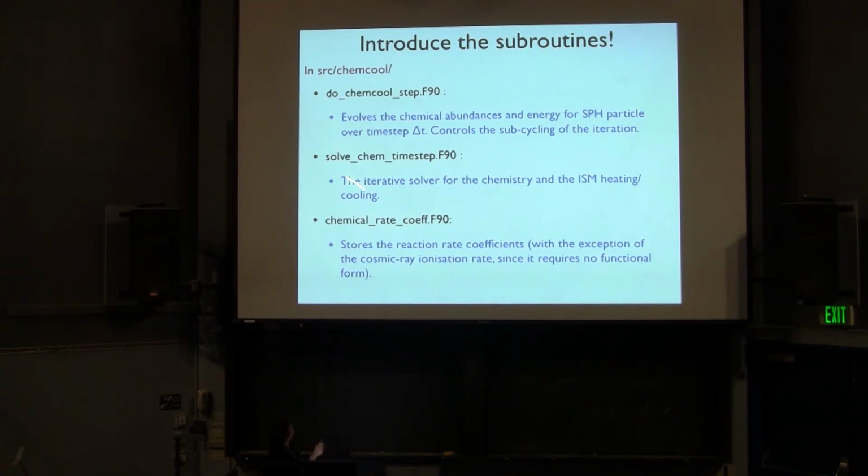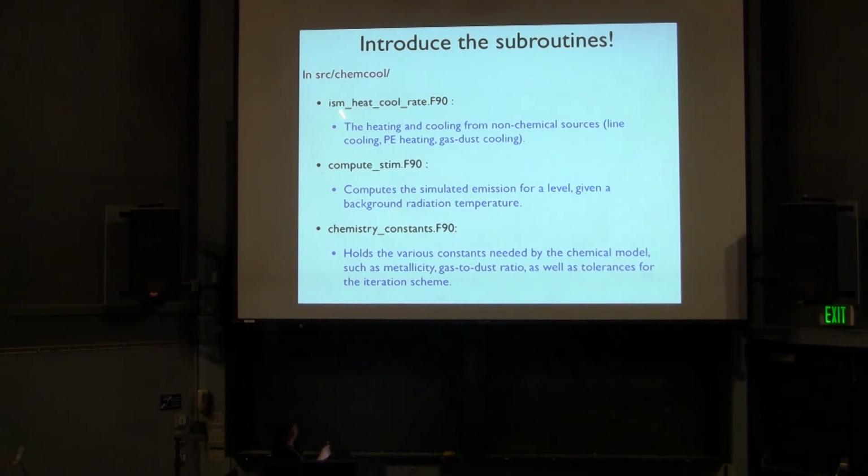The solve chem time step is the one that's actually doing the Gauss-Seidel iteration. You'll see it looks very much like what I just showed you in terms of its layout. The chemical rate coefficients, because some of them are functions of temperature and density, make the code a real mess if you put them in alongside it. So I've put them in a separate module, so that you can call them separately, and you can go in and see those different reaction rates separately. The only one that's not in there is the cosmic ionization rate, because it is trivially the rate. There's no functional form there. That just is the rate. So it's the only one that doesn't have an entry in the chemical rate coefficients, so there should only be 7 chemical rate coefficients in that subroutine.